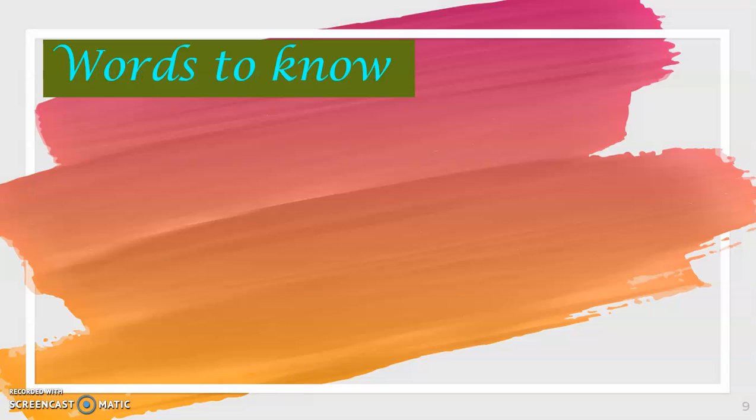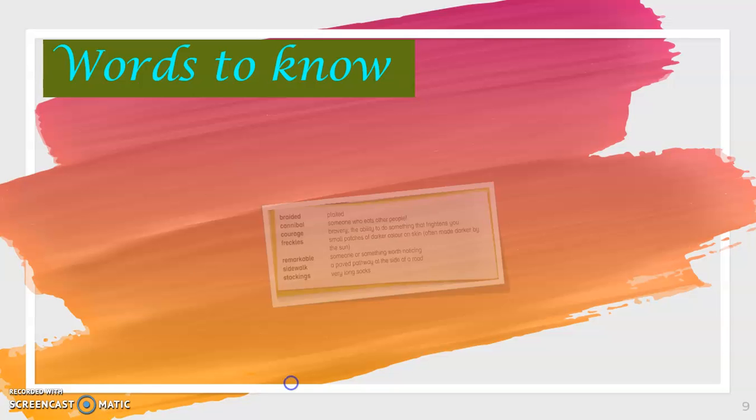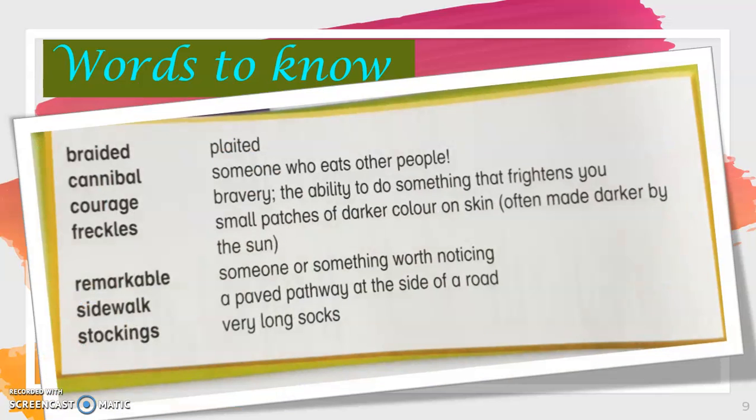Now let's go on to the words that you know, the words that already have been discussed, but for your quick memory, I'll just go through the words. Braided is a plait, that style of hair. Cannibal, someone who eats other people's flesh. Okay, courage is bravery. Freckles, small darker color on skin, small patches. Then remarkable, someone or something worth noticing, something very special, something very outstanding. Sidewalk, a paved pathway at the end of a road. Stockings, very long stockings, somebody having very long socks. Okay.